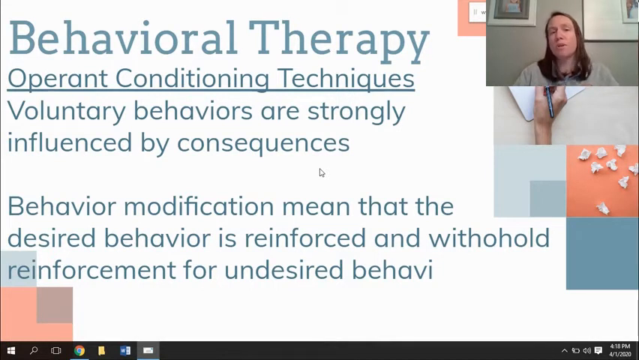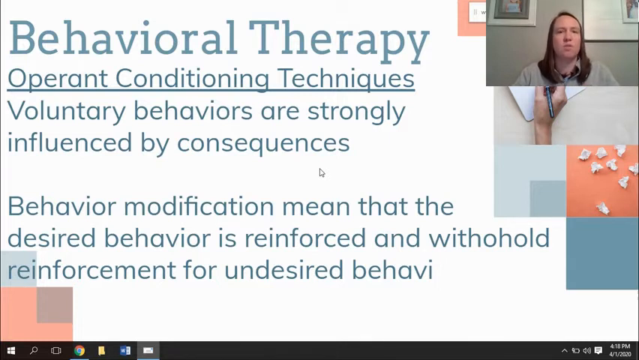And then of just the reinforcement, he had 4 schedules. Remember, fixed ratio, variable ratio, fixed interval, variable interval. So like the amount and the time, is it set or is it changing basically? So if you do those things, that's more of an operant conditioning technique. So voluntary behaviors are strongly influenced by the consequence, right?